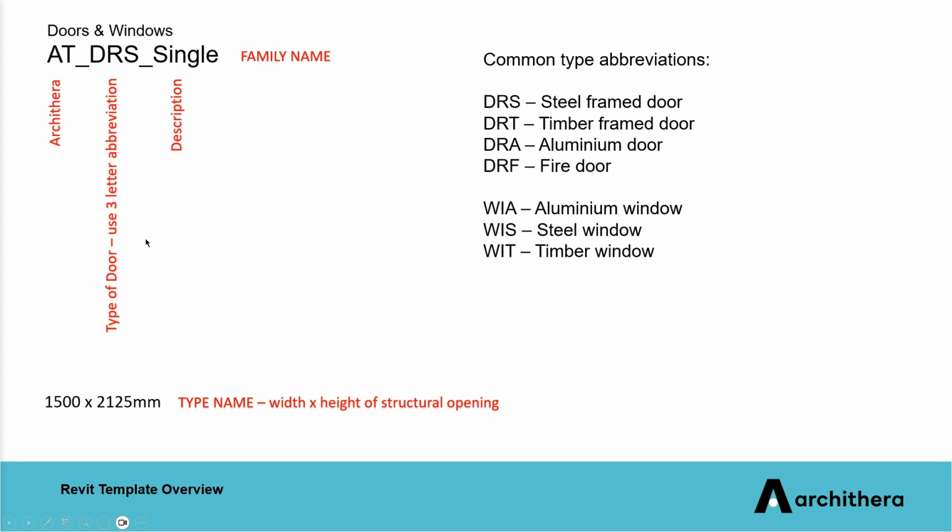And then for your families, for the family naming, so also Archithera, so you know that it's one of our families. And then the type of door, so this is also the common type, so DRS for steel frame doors, timber frame doors, DRT, DRA for aluminium doors, DRF for fire doors, and then you'll also see the ones for the windows, so your window, aluminium windows, steel windows, timber windows, and then this description, so it's a single door, is it a single door with a side leaf, or is it a single door with a fixed side panel, or is it a double door, or whatever this might be.